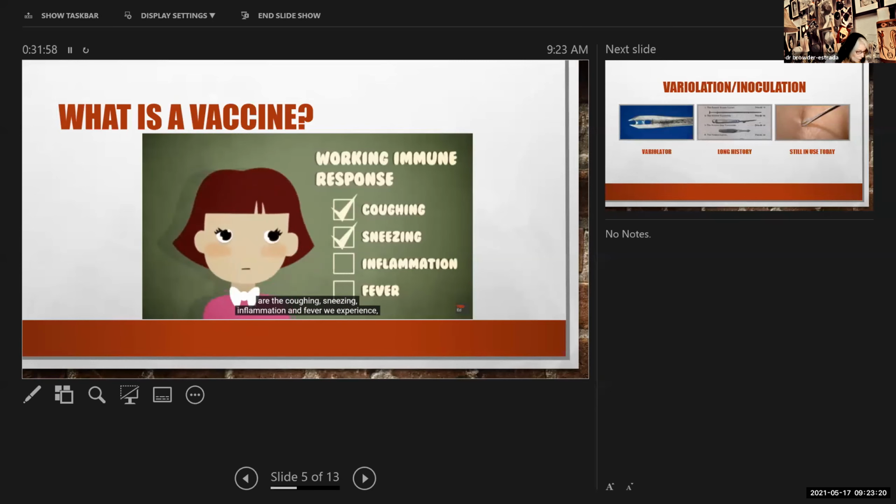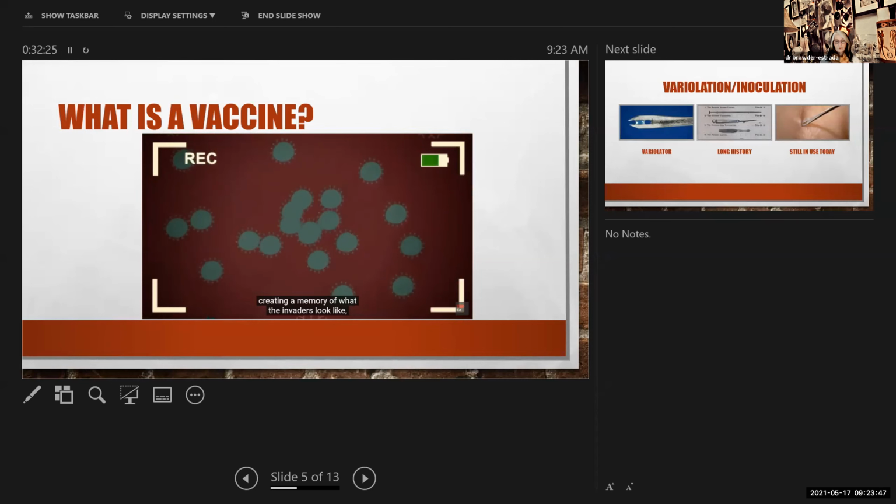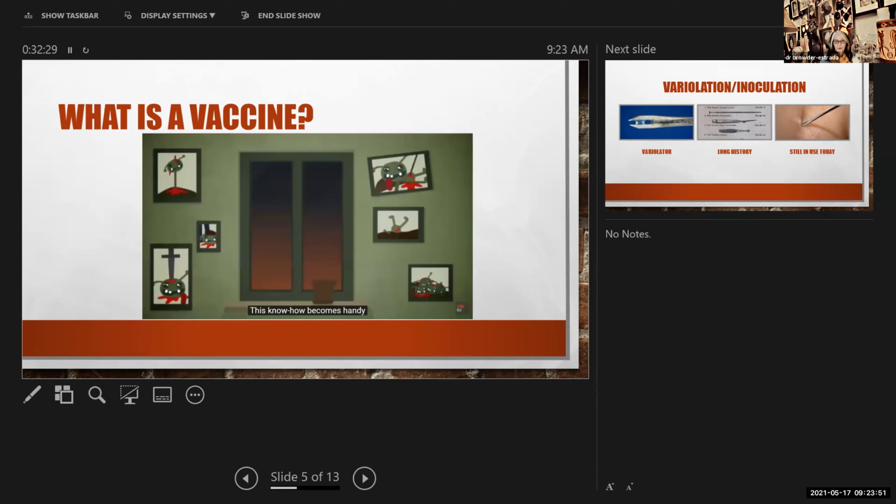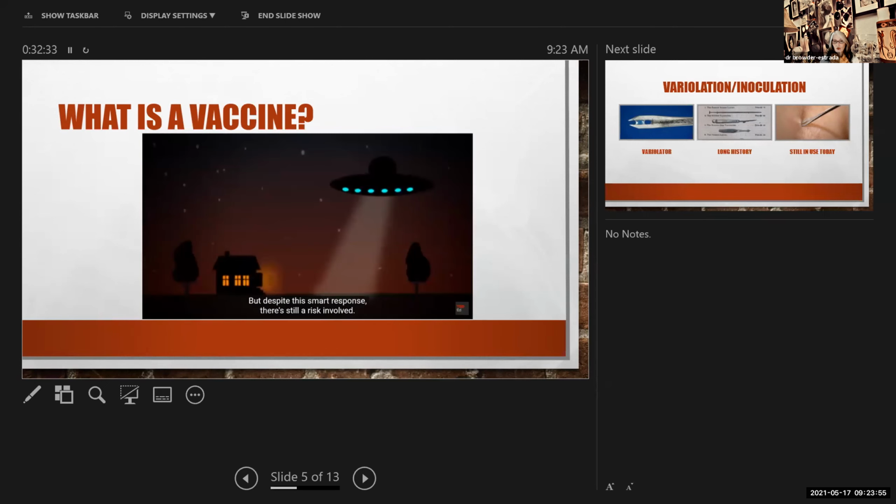These innate immune responses also trigger our second line of defense, called adaptive immunity. Special cells called B cells and T cells are recruited to fight microbes and also record information about them, creating a memory of what the invaders look like and how best to fight them. This know-how becomes handy if the same pathogen invades the body again.